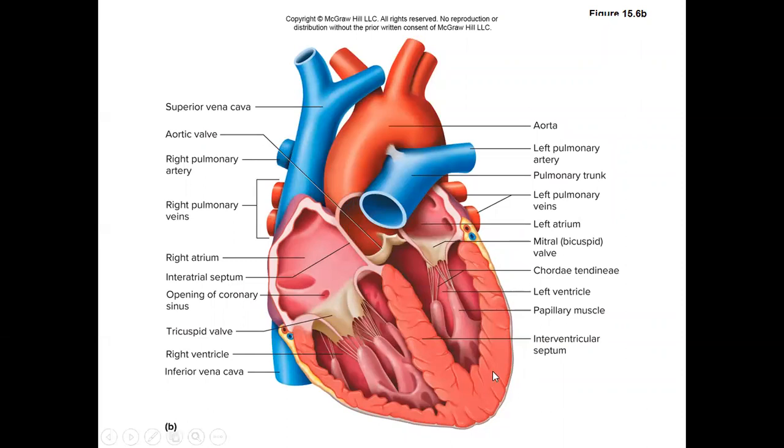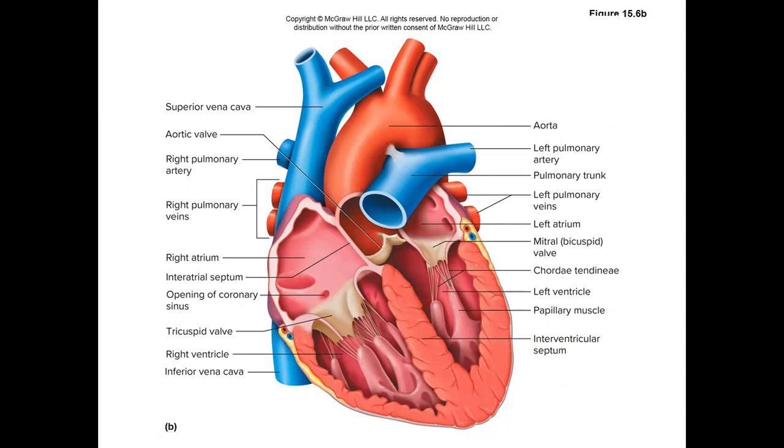This is why the left side of the heart is much bigger, because it needs to have more force to be able to pump the blood from the heart throughout the entirety of the body. Whereas the right side of the heart, it doesn't need to be as muscular because the blood is not going as far to get oxygenated.